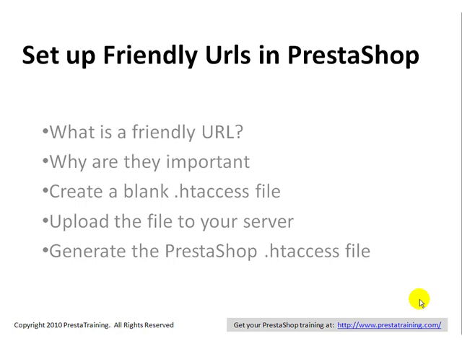And then we're going to get into the bulk of the content of this module, which is to learn how to set up friendly URLs. To do that, you have to do a few different things. First off, you have to learn how to create a blank htaccess file. Secondly, we have to figure out how to load that file up to the server. And finally, we're going to go into the PrestaShop back office and actually generate the htaccess file, replacing our blank file that we just uploaded to the server.